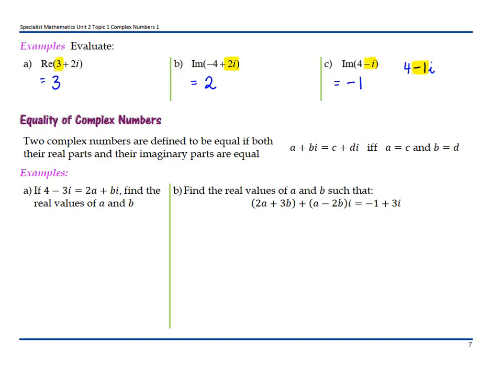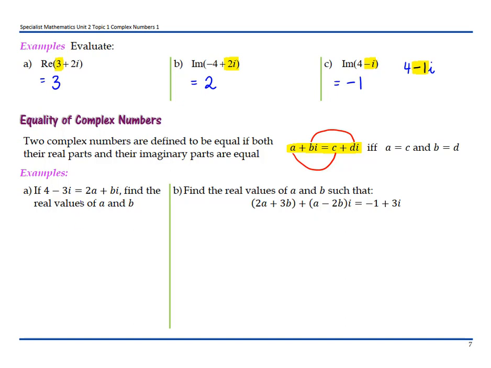Now, equality of complex numbers. Two complex numbers are defined to be equal if both their real parts and their imaginary parts are equal. So when you're looking at this here, if I've got a plus bi equals c plus di, that is only the case if and only if a equals c, so our real parts are equal, and b equals d, so our imaginary parts are equal. So let's look at some examples with that.